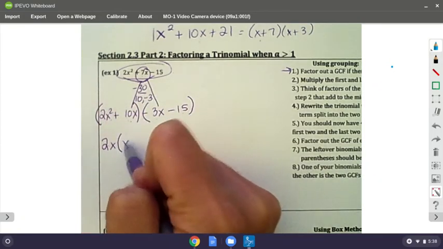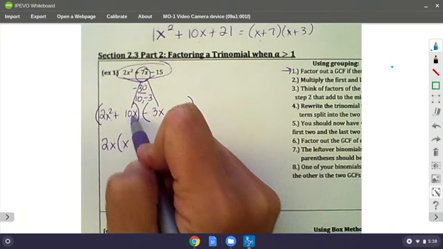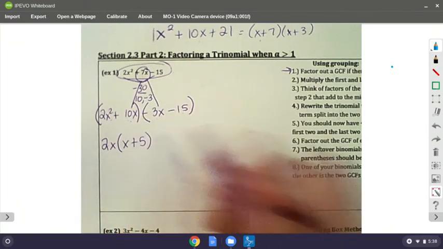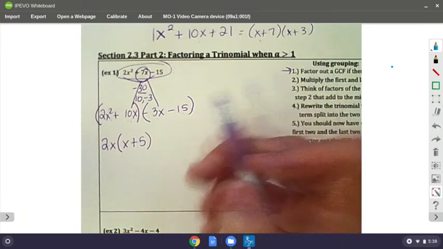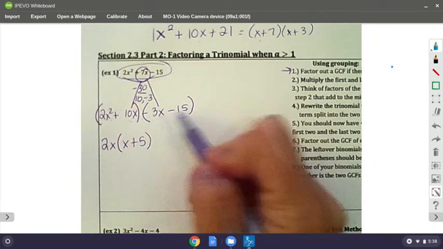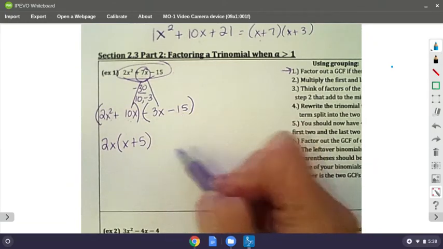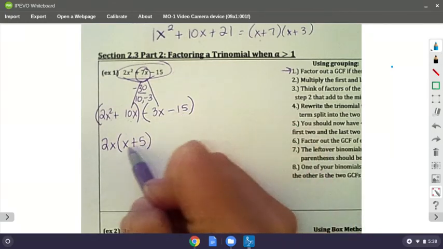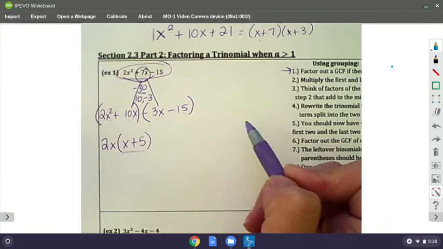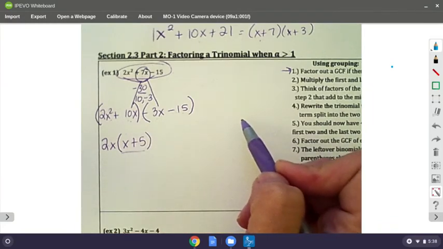2x times x gives us 2x squared. 2x times 5 gives us 10x. Now, when I do this second GCF, whatever is in the parentheses for the second grouping should match this. It should end up being x plus 5. If it doesn't, you know you did something wrong.